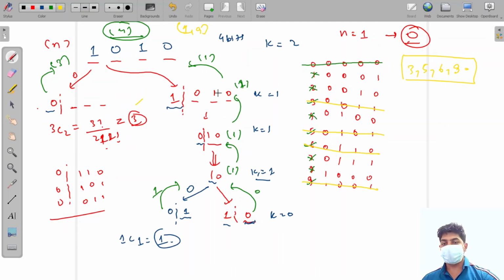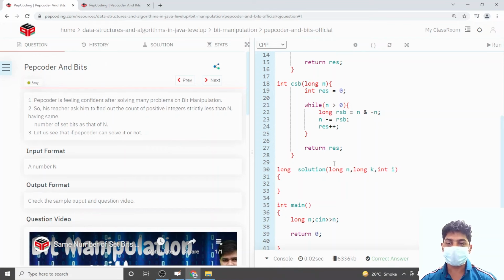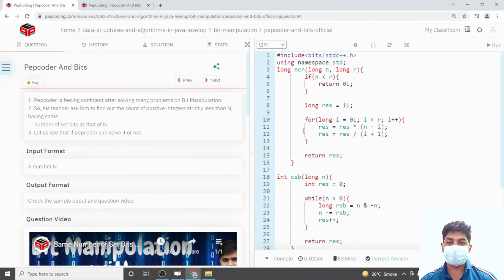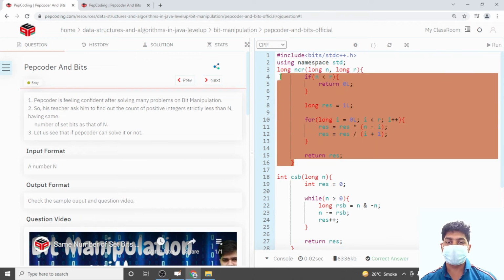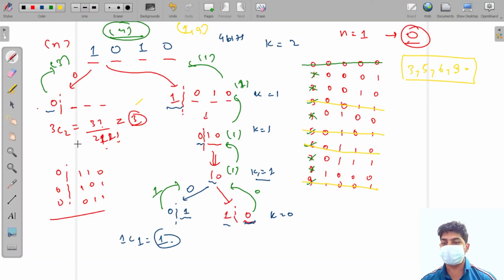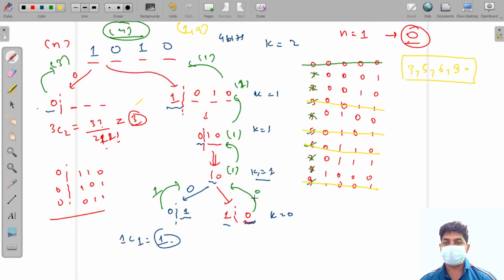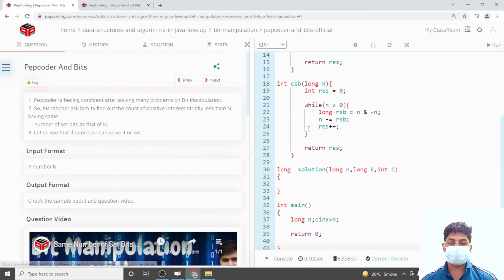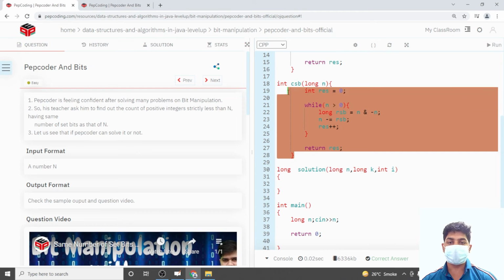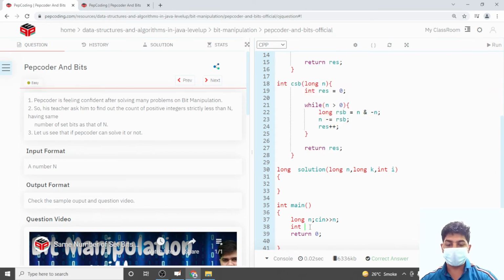Whatever we have learned till now, let's try to code it. For coding, we have been given this NCR function, which will help us to calculate the NCR part over here. If we start this problem, what we need is this number, and we also need how many set bits are in this number. For that there is also a function given, count set bits. It tells us the number of set bits in this number. So let's calculate that. Integer k equals count set bits of n.